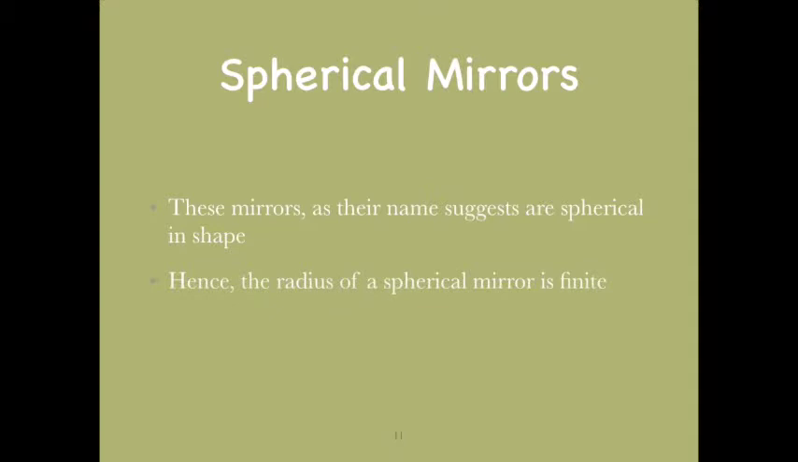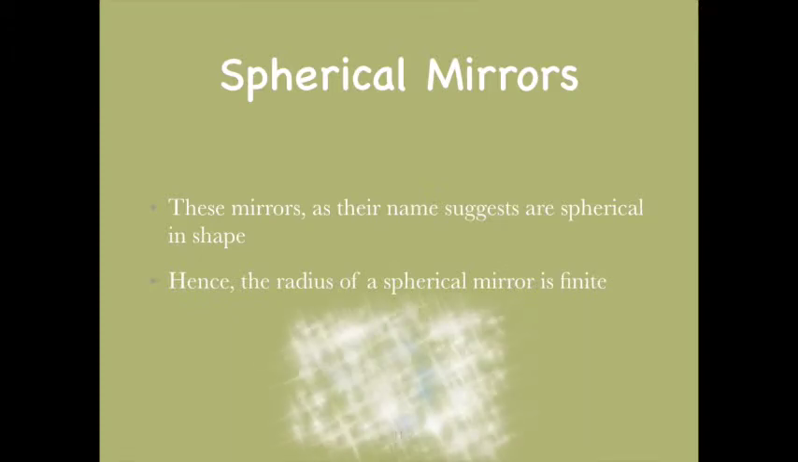So let's learn about spherical mirrors. These mirrors, as the name suggests, are spherical in shape, hence they have a finite radius. Given below is a diagram of a spherical mirror.